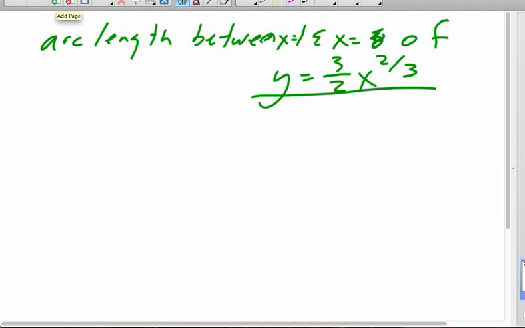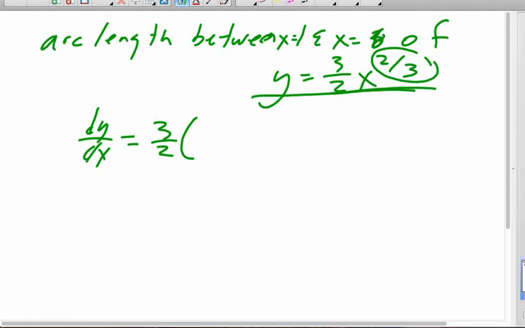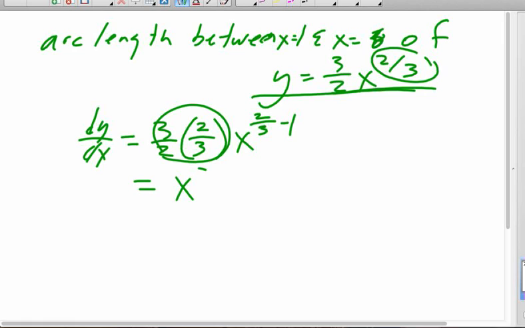Okay, so we've got our y. The first thing we need to do is find dy/dx. So to do that, remember, when you take a derivative, the first thing you do is multiply by your power. So I'm going to have 3/2 times 2/3. And then I'm going to subtract 1. So it's going to be x to the 2/3 minus 1. These are reciprocals, they're 1, so that's going to give me x to the negative 1/3 as my derivative.